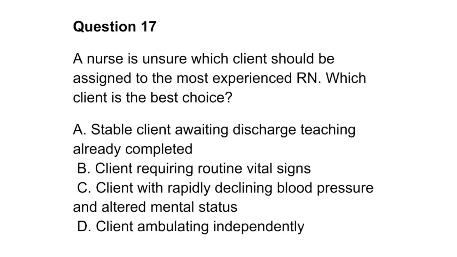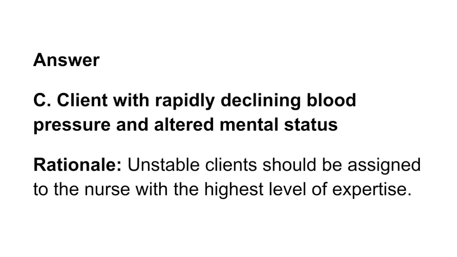Question 17. A nurse is unsure which client should be assigned to the most experienced RN. Which client is the best choice? A. Stable client awaiting discharge, teaching already completed. B. Client requiring routine vital signs. C. Client with rapidly declining blood pressure and altered mental status. D. Client ambulating independently. Answer: C. Client with rapidly declining blood pressure and altered mental status. Rationale: unstable clients should be assigned to the nurse with the highest level of expertise.